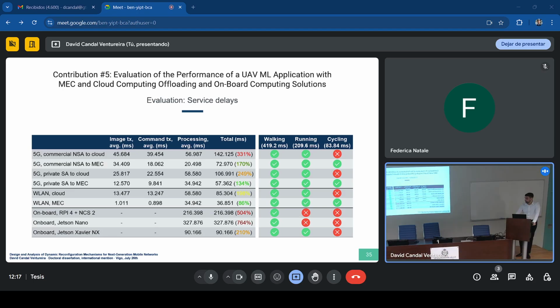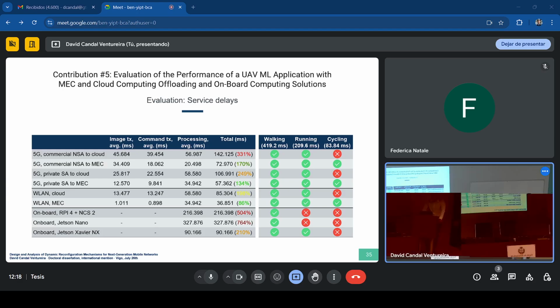The results are summarized here in this table for the 3 contributors to the delay: the transmission of the image, the transmission of the command, and the processing time in the offloading servers or the onboard board. And as shown here, edge computing has reduced the delay on average over 10 milliseconds in the transmission of each image, and in the case of the commercial network, more than 20 milliseconds in transmission of commands.